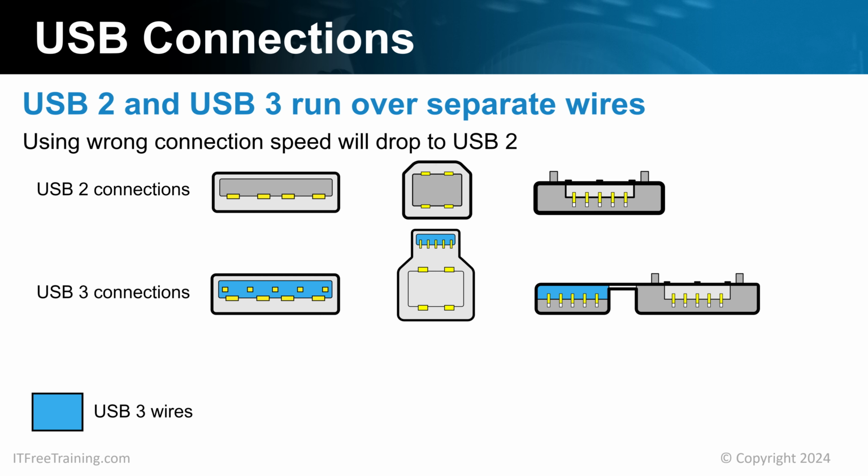When using USB 3, you need to ensure that both ends are USB 3 connectors. If one side is USB 2, only USB 2 speed will be used. If both sides are USB 3, both USB 2 and USB 3 will be available.